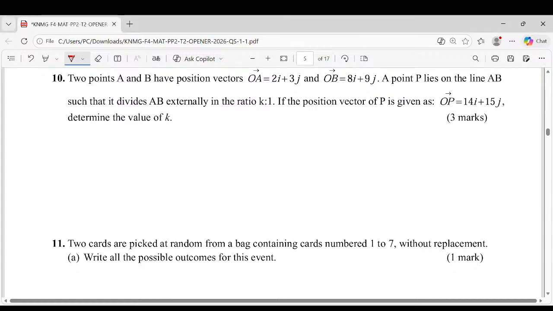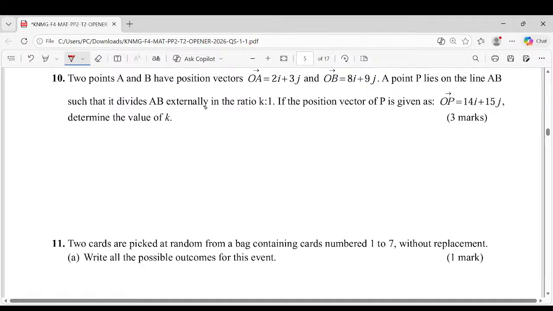Two points A and B have position vectors OA is 2i plus 3j and OB is 8i plus 8j. A point P lies on the line AB such that it divides AB externally in the ratio k:1. If the position vector of P is given as OP is equal to 14i plus 15j, determine the value of k.